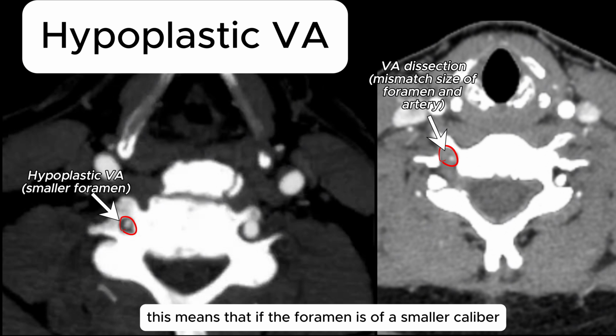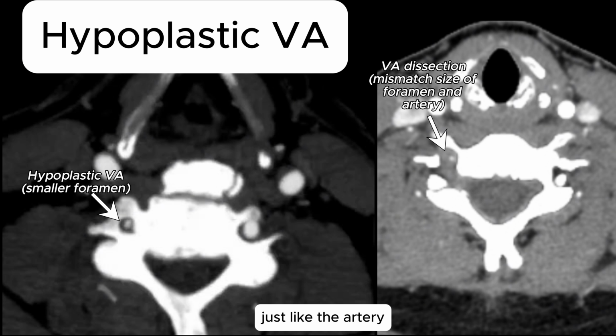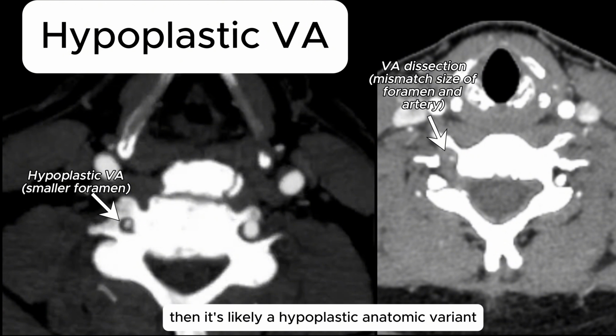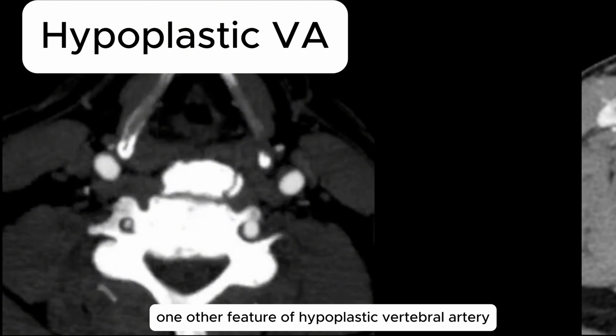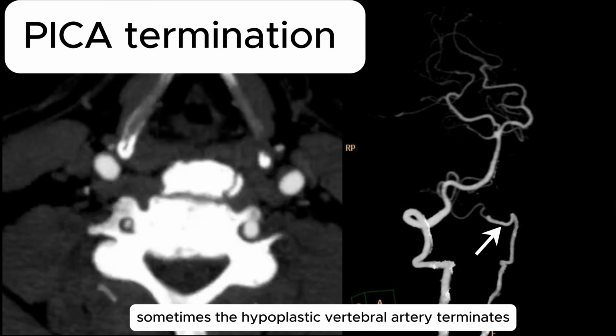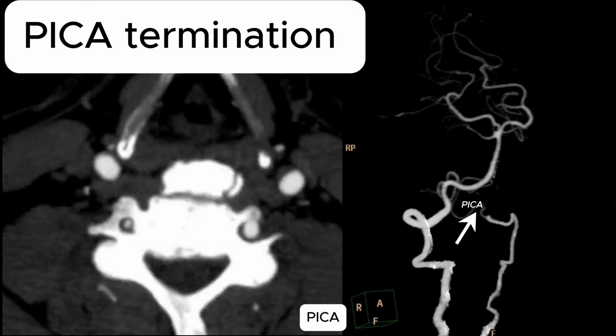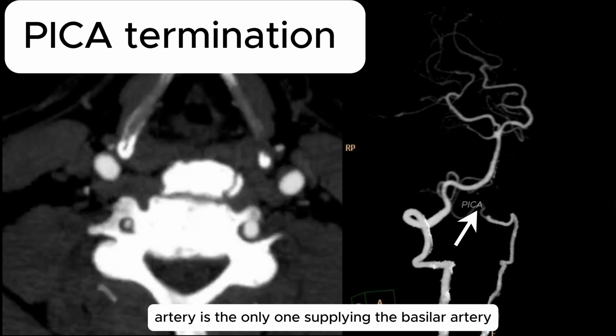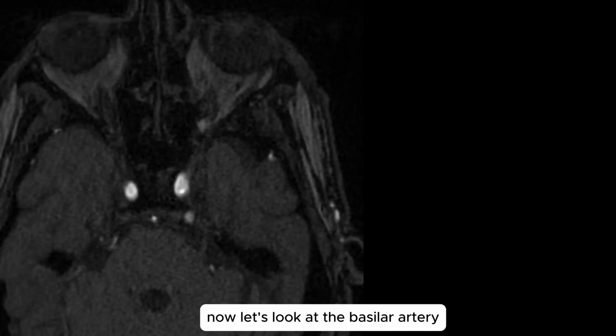This means that if the foramen is of a smaller caliber, just like the artery, then it's likely a hypoplastic anatomic variant. One other feature of hypoplastic vertebral artery, sometimes the hypoplastic vertebral artery terminates as the PICA, which means that the dominant vertebral artery is the only one supplying the basilar artery. Now let's look at the basilar artery.